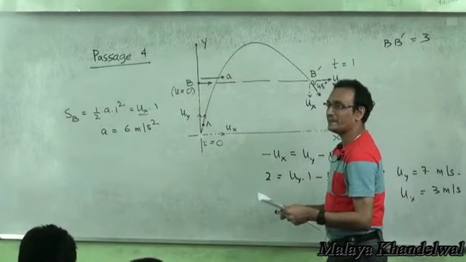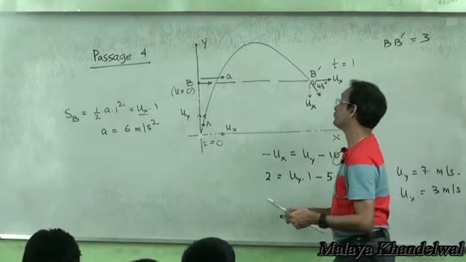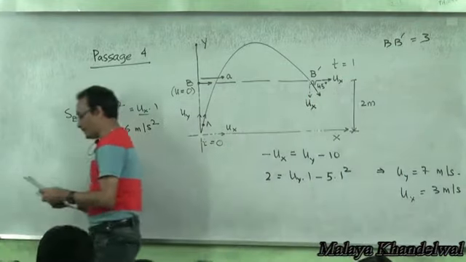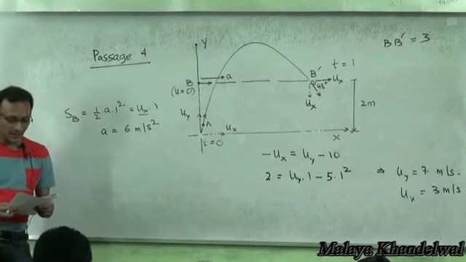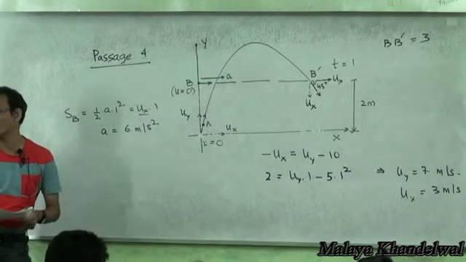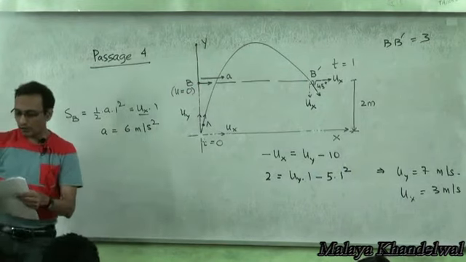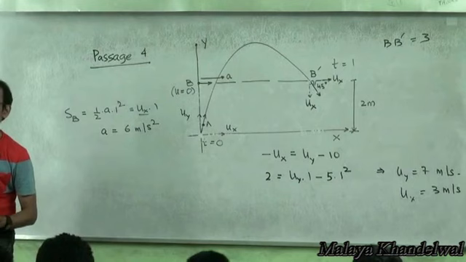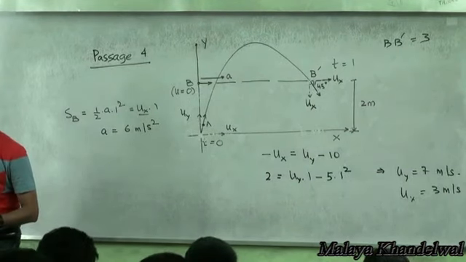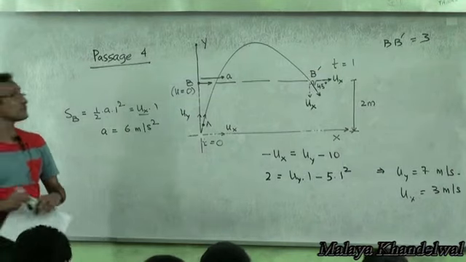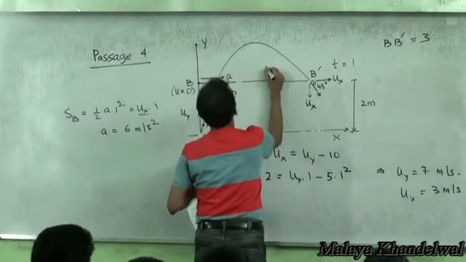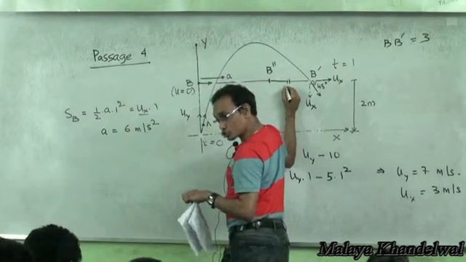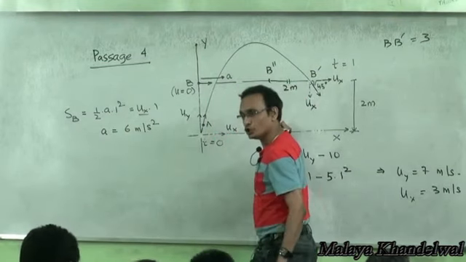Now, part 24. This was 23, now 24. If the acceleration of ball B is 4 meters per second squared, and the ball A still strikes after 1 second, then in 1 second, at the rate of 4 meters per second squared acceleration, B would have covered half of 4 into 1 squared, which is 2 meters. That means B at time t equal to 0 must have been at B double prime.